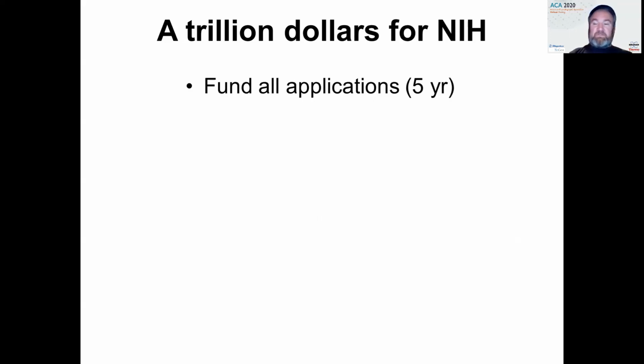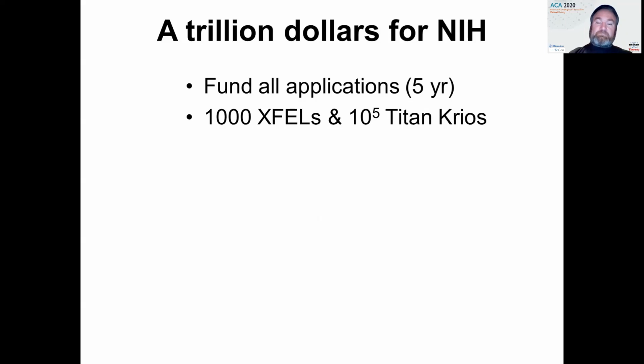How many of you have a grant that got triaged? Was it because it was a bad idea? Another thing you could do with that is buy 100,000 Titan Krioses and give them away to everyone who needs one. And you'd still have enough left over to build 1,000 Exfils.